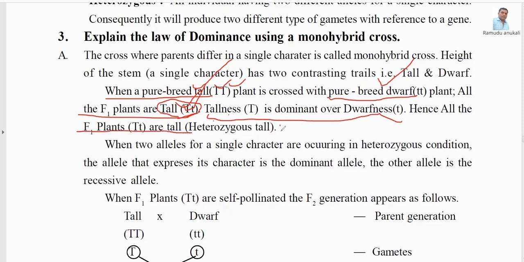That is heterozygous tall. Already I said heterozygous tall.